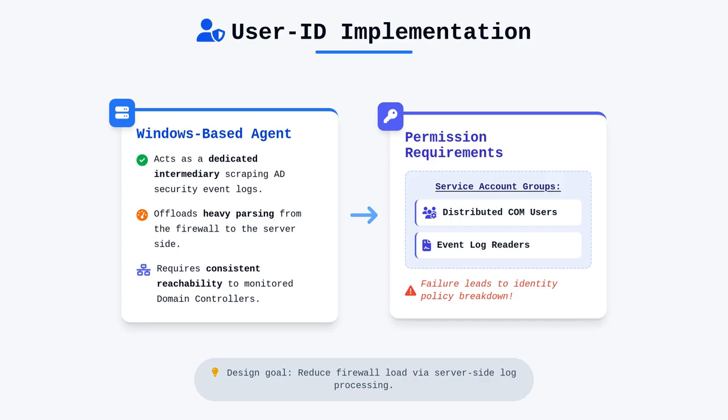When configuring this, the service account assigned to the agent requires specific permissions to read the security event logs. Specifically, you should add this account to the distributed COM users group and the event log readers group on the targeted domain controllers. Without these granular overrides, the agent will fail to authenticate or read the logs, resulting in a breakdown of your identity-based security policies.